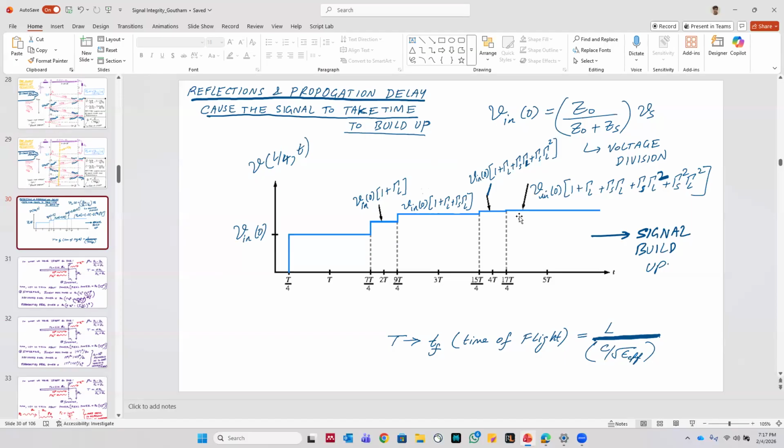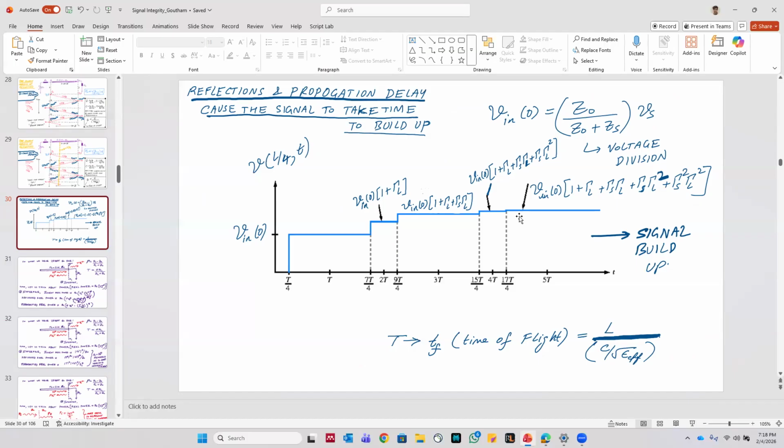Do we care what time it stops reflecting? No, it keeps going on forever.